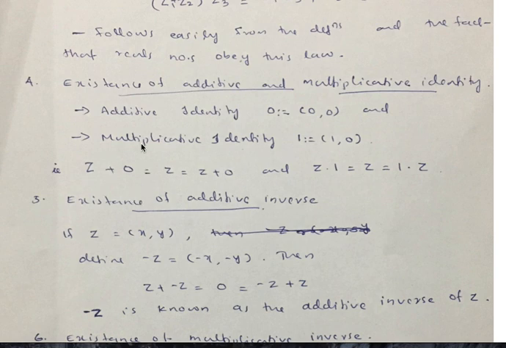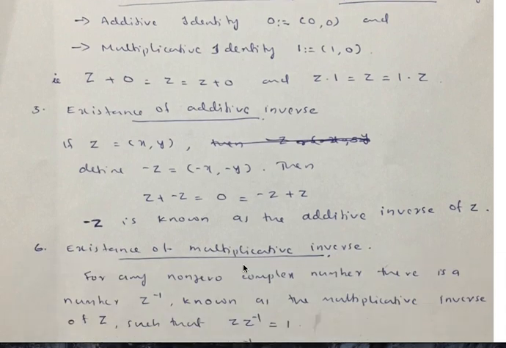This is a standard way of writing, verifying something is an additive identity. So I just followed the standard way. You can just say z plus 0 equal to z and z into 1 equal to z. So 0 is the additive identity and 1 is the multiplicative identity. Okay, now existence of additive inverse.